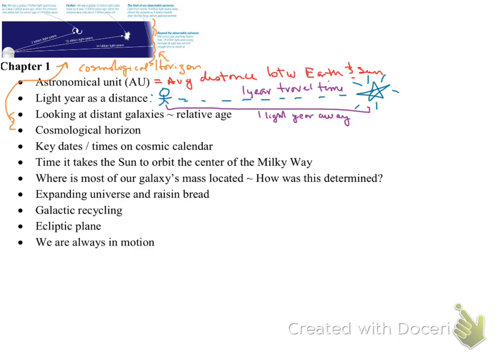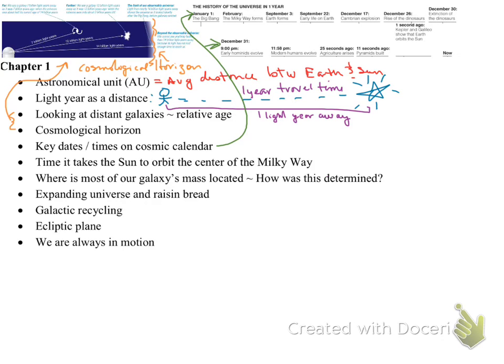We kind of bump up against something called your cosmological horizon, which is you can't see past a certain distance in light years, back to when the universe was born.